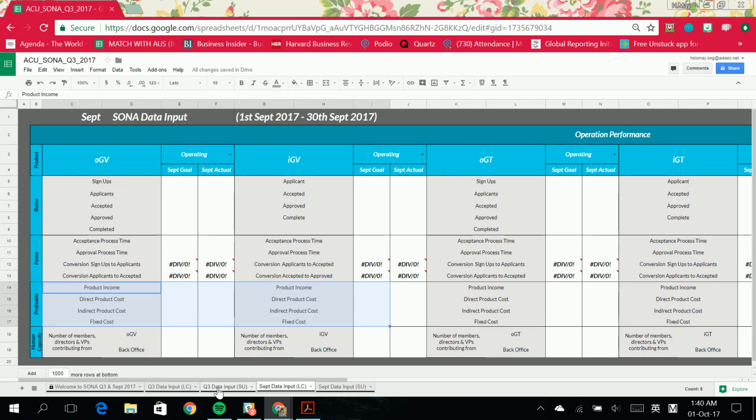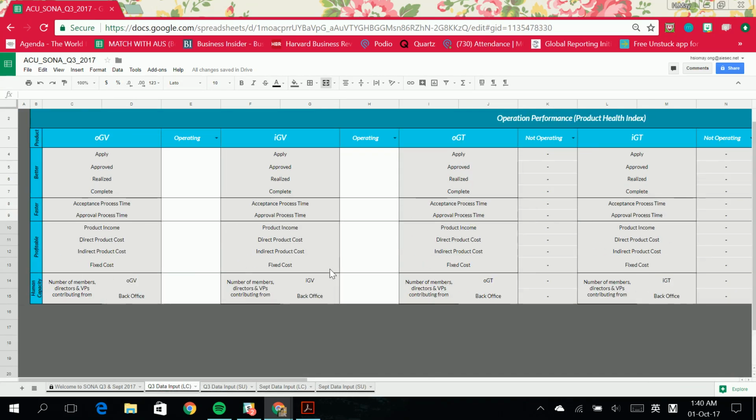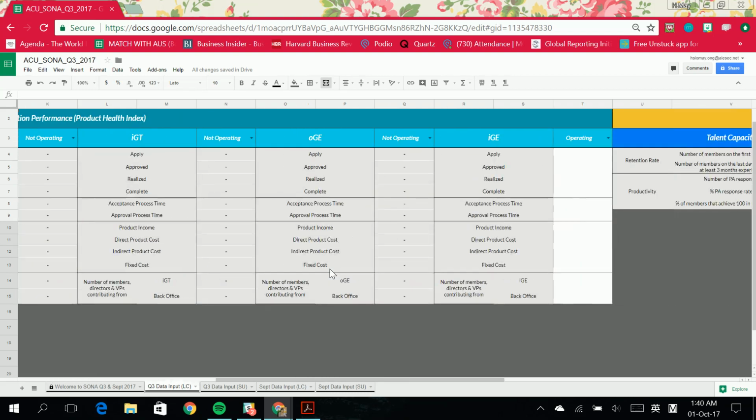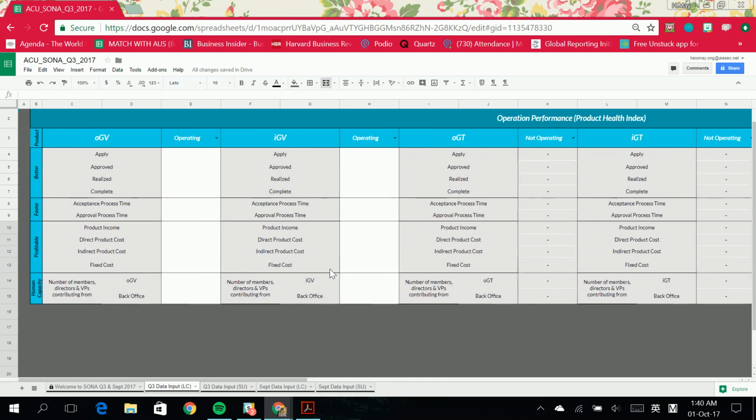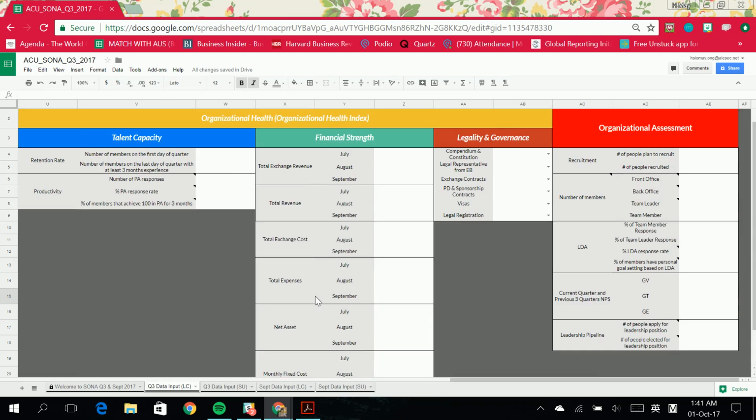Now, if you're VPPM, first of all, thank you so much for being a VPPM. One of the things that we really want to improve in iGET is our people management, and congratulations on getting this position, because you're going to learn a lot. In this SONA survey, we're going to need a lot of your support to fill it in, to make sure that we really understand what is going on with our people, so that we can provide the best experience and development to them. So for the number of members, directors and VPs contributing from oGET and back office, you need to cross-check with them to make sure that they put the right number. Okay, and then after that, you need to fill in the talent capacity.